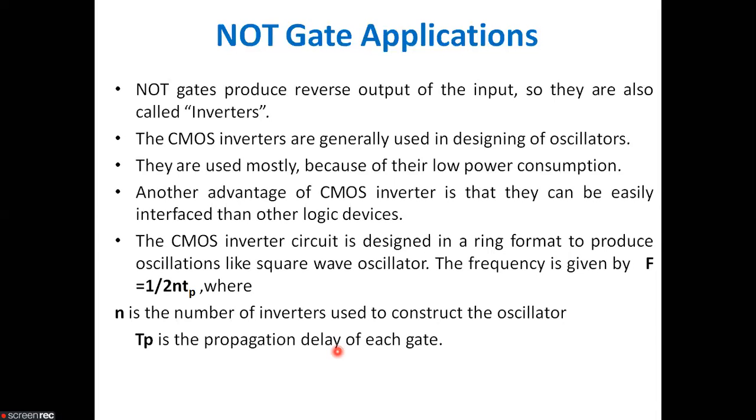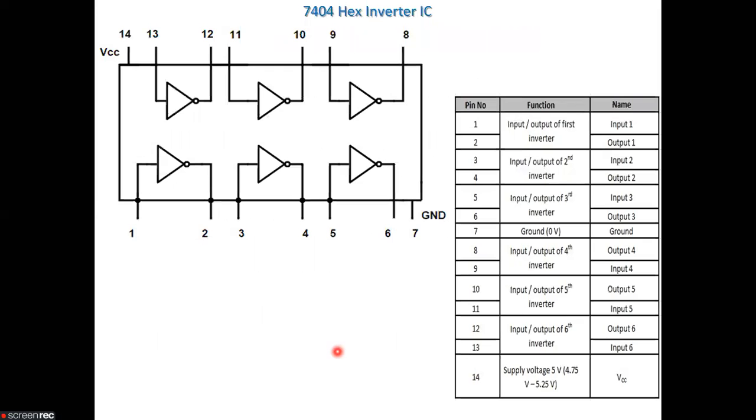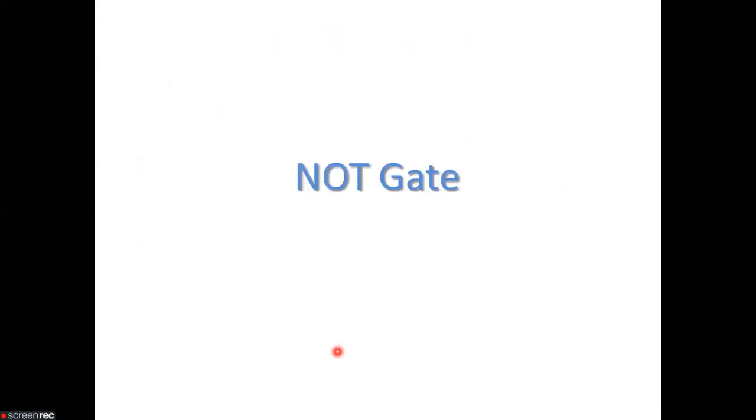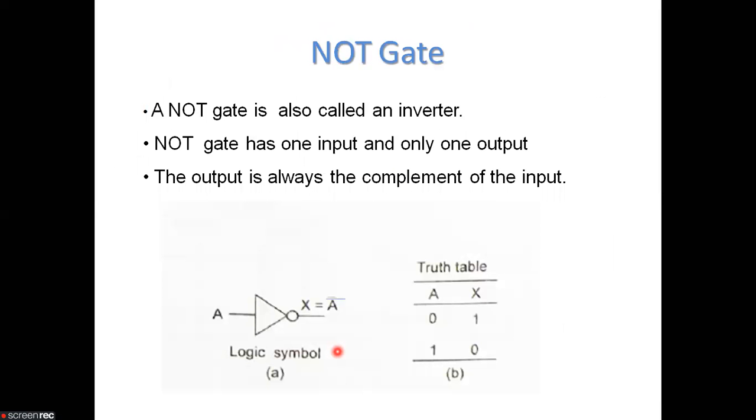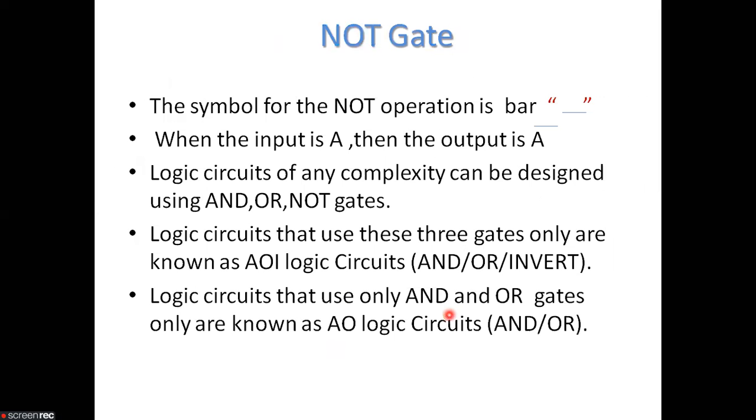So what we have seen in today's lecture is that the NOT gate is an inverter. This is the logic symbol of the NOT gate, and this is the truth table. The output is always the complement of the input. The symbol of the NOT gate has a bar, and if the input is A, the output is always the complement of the input.